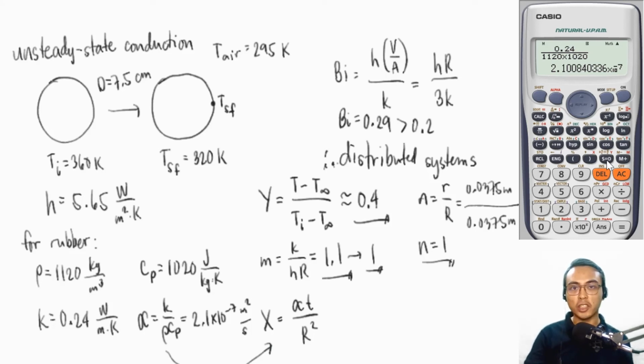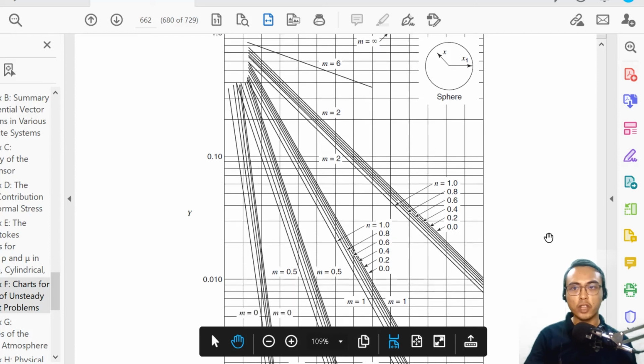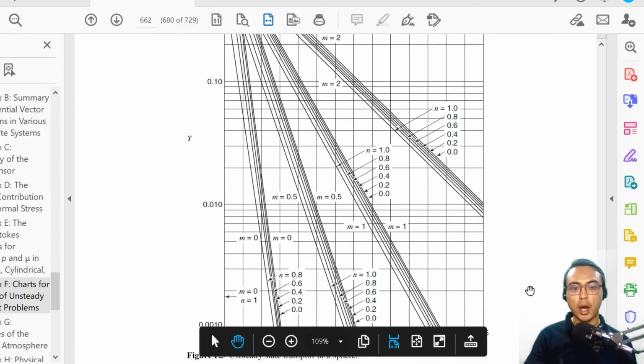Remember that we are solving for the time elapsed for the surface temperature to go down from 360 Kelvin to 320 Kelvin. Therefore, X is our missing parameter out of the 4 parameters for the Gurney-Lurie charts. Okay? So our plan here is to utilize the value of Y, M, and N in the Gurney-Lurie chart for spherical systems to determine the value of X. And then once we have the value of X, we can solve for the time. Let's now go to the Gurney-Lurie chart for spherical systems. This is our Heisler chart. This is given in Fundamentals of Momentum, Heat, and Mass Transfer by Welty et al. So we are going to use this for this problem.